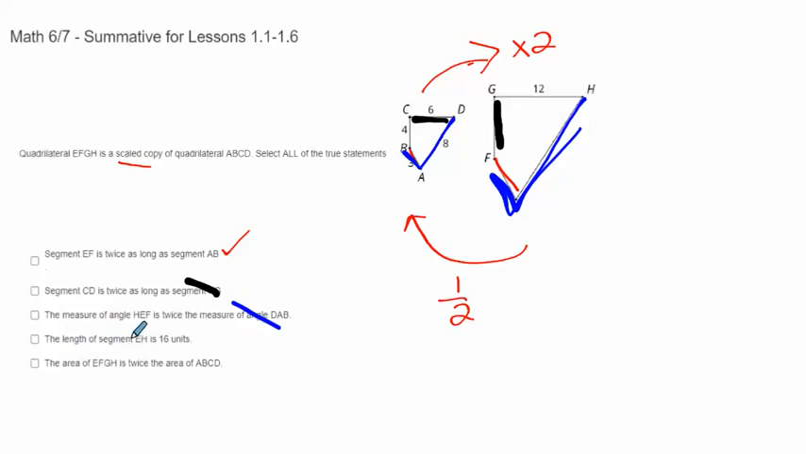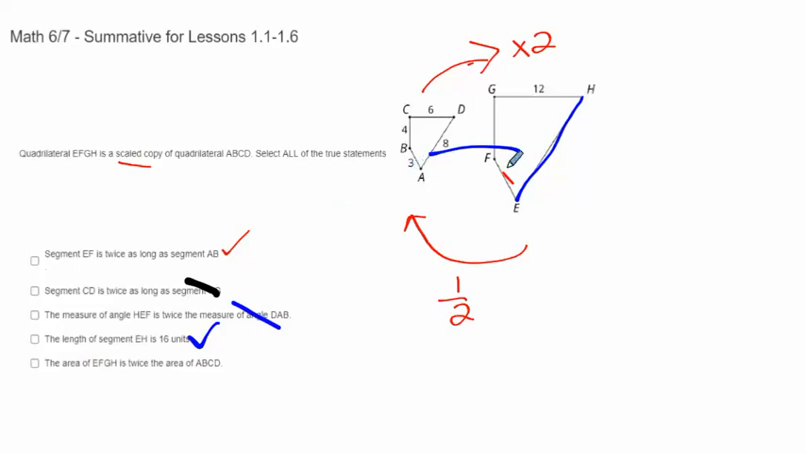All right, the length of EH, I'm going to erase all this so I can see it now. The length of EH is 16. So EH here is 16. That would be double that. So yes, that works. And the area of EHFG is twice as long. Okay, remember we said that the area.